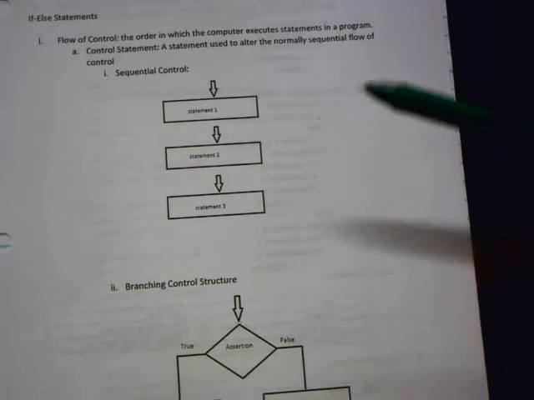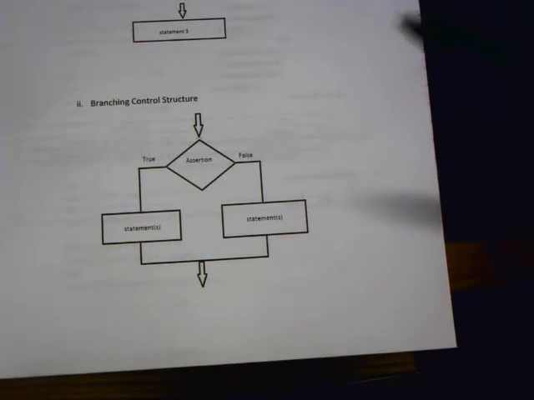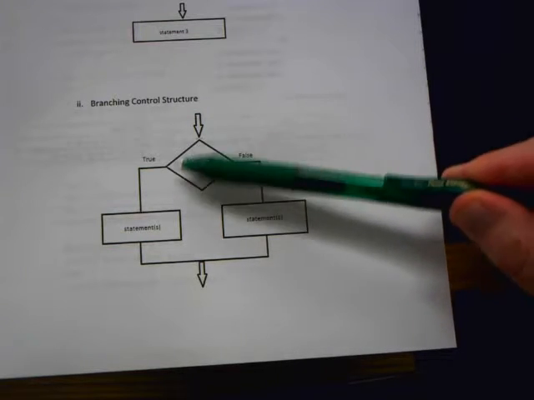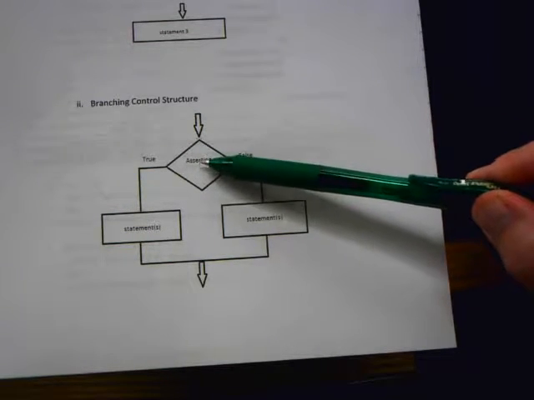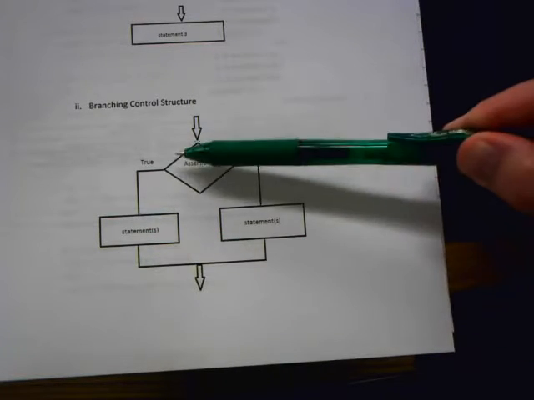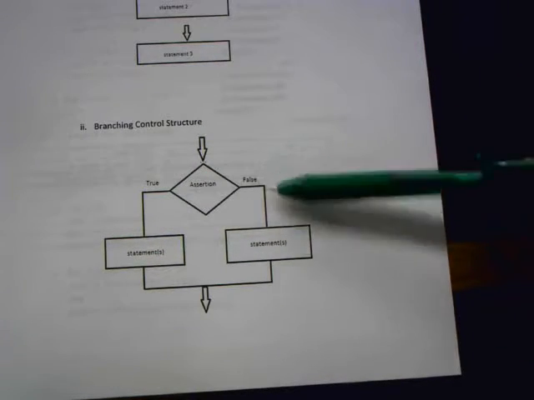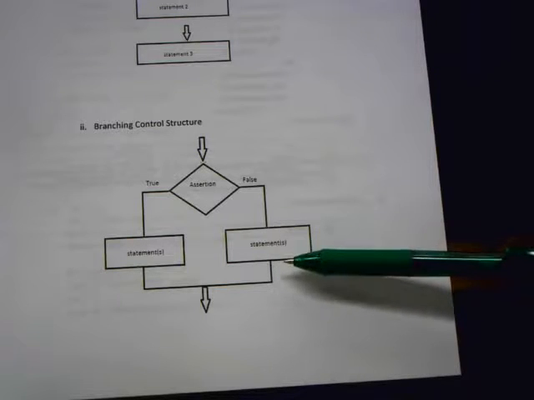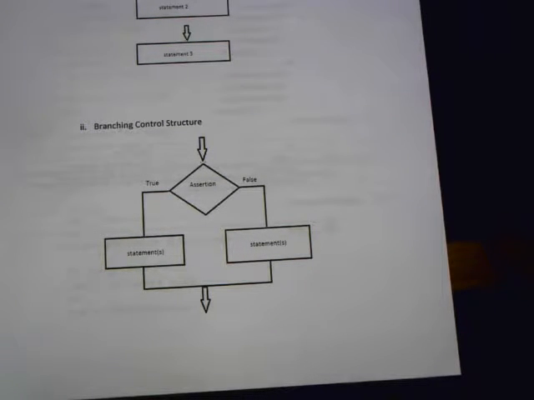Sometimes you want to be able to say, test something. And if that something is true, I want you to do one thing. And conversely, if that statement is false, I want you to do something else. And that's called branching. And branching is traditionally done using what are known as if statements.